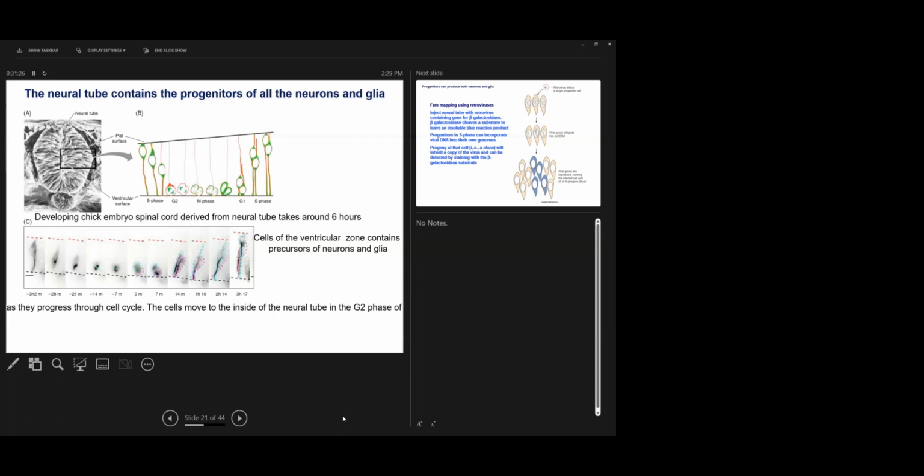So you have the neuronal progenitor present in the ventricular surface, which contains the progenitor for neuron and glia, and these cells actually show inward and outward movement to generate the neurons. Okay, so this is a time-lapse image showing the inward and outward movement of a neuronal progenitor in the chick spinal cord.